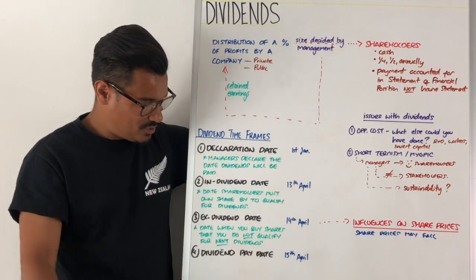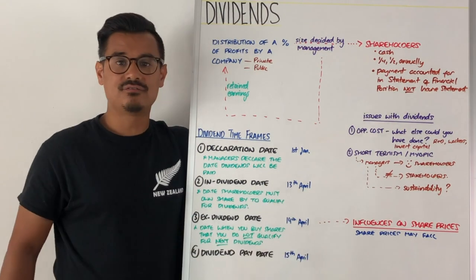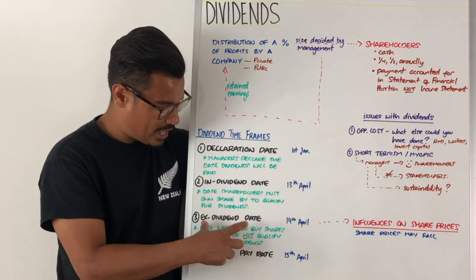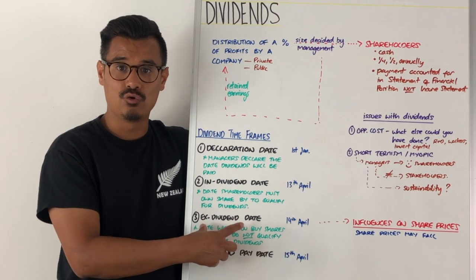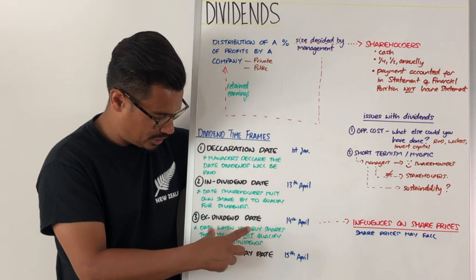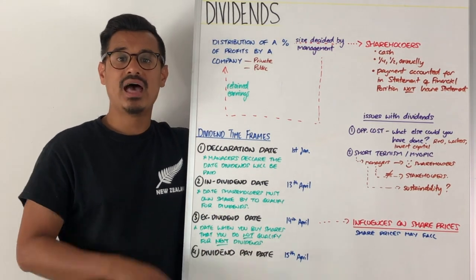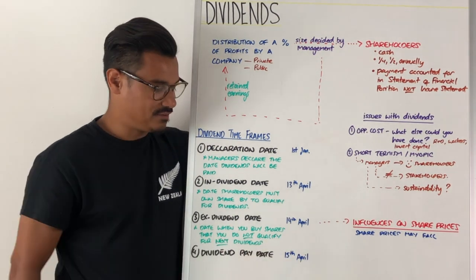The other date to know is the ex-dividend date. This could be the day after, so we can say on the 14th of April, if you buy a share in this business, you do not qualify for the next dividend, being the next day, tomorrow, if you buy a share on the ex-dividend date. And the final thing to note is obviously the dividend payday, which we've put here as the 15th of April.